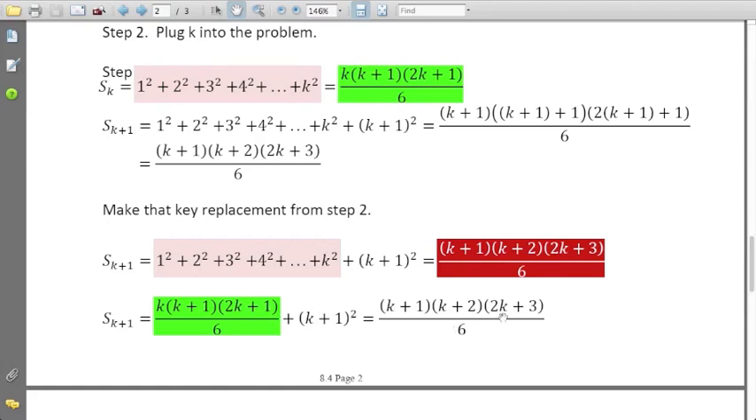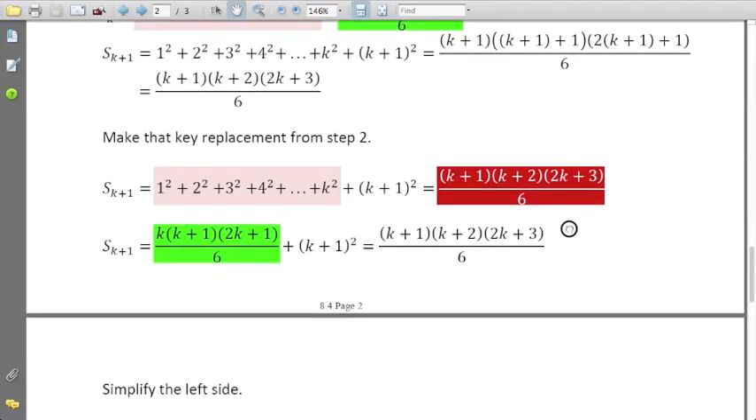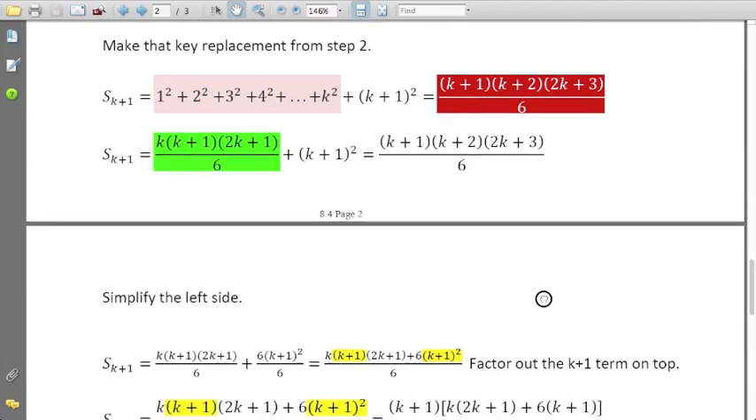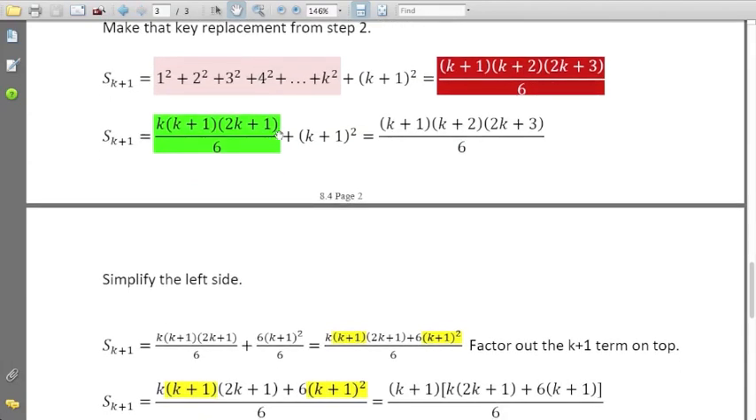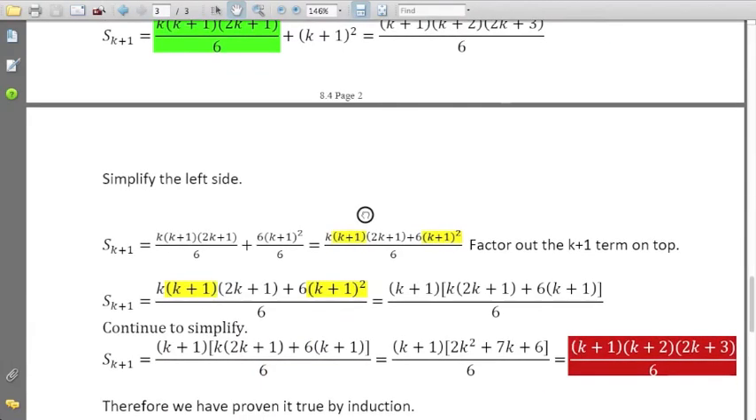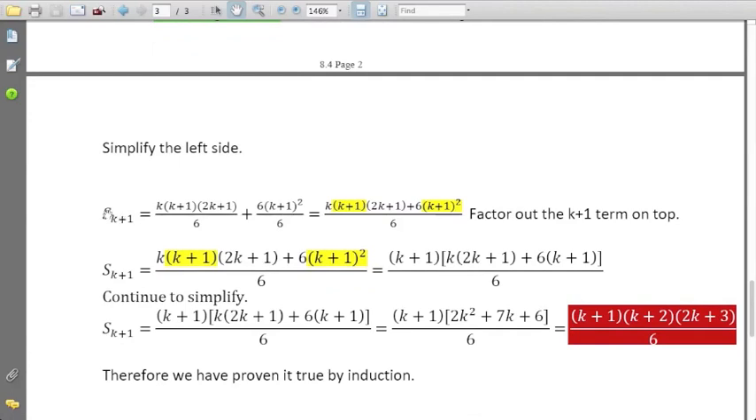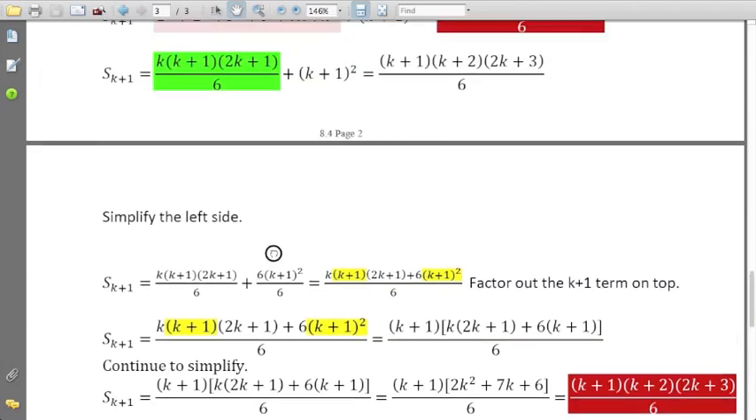And at this point, it's hopefully just an algebra problem for you. This one requires a little bit of work. What you see here is, because I've got two parts equal to one part, I'm going to get a common denominator and see what happens. All right, so you got k plus 1, s sub k plus 1 equals, here's the first part where I just simply found a common denominator by multiplying by 6 on top and bottom. That's all I did.